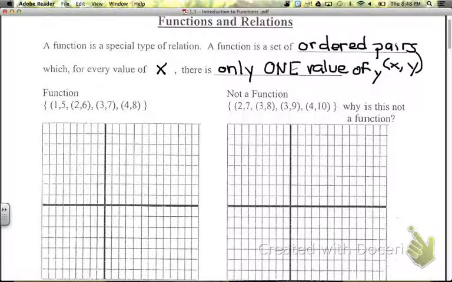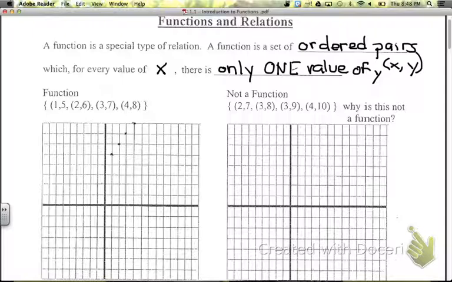So let's first look at this function here and we can graph it. So let's graph our points 1, 5, 2, 6, 3, 7, and 4, 8. So remember, always start at the origin, go over 1, up 5. We get our point right about here. Our next point is 2, 6, over 2, up 6. Our next point is 3, 7. And our last point is 4, 8. So you can tell this would just be a linear function because it would form a straight line.